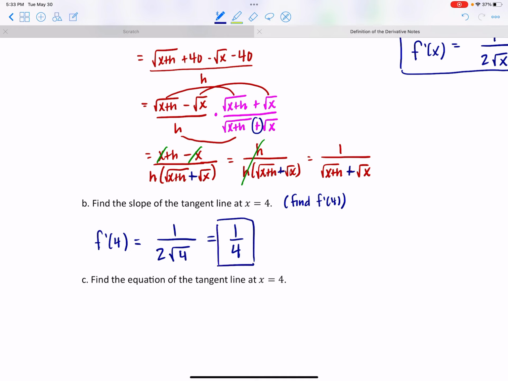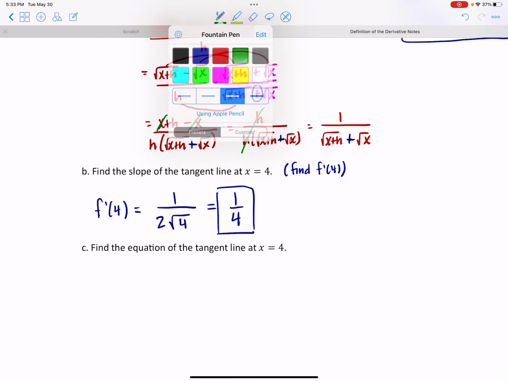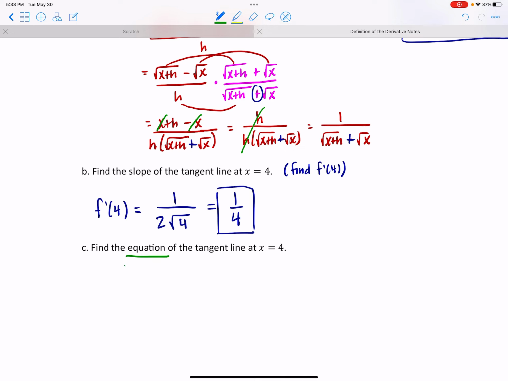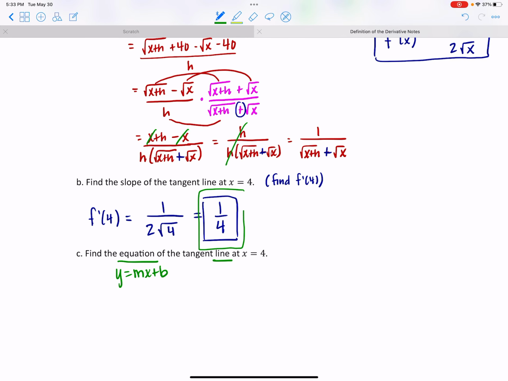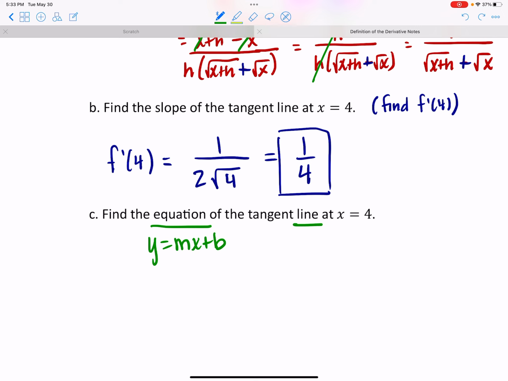Now, if I want to find the equation of the tangent line at x equals 4, when I'm writing a linear equation, I'm trying to write something that looks like this, y equals mx plus b. That's what the equation of a line looks like. Now, I can only write it directly in that form if I know m and I know b. I know m, I just found it. This is my slope at this x value. So I know m, but I don't know b. So I can't write y equals mx plus b outright, but I can use another form of a linear function.